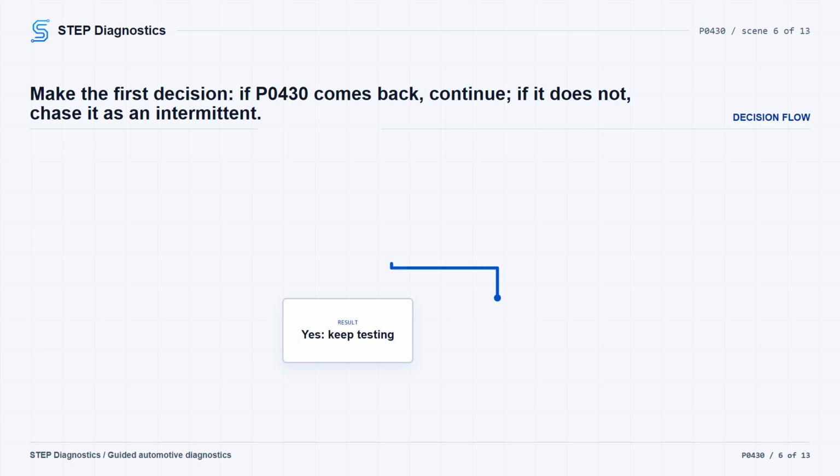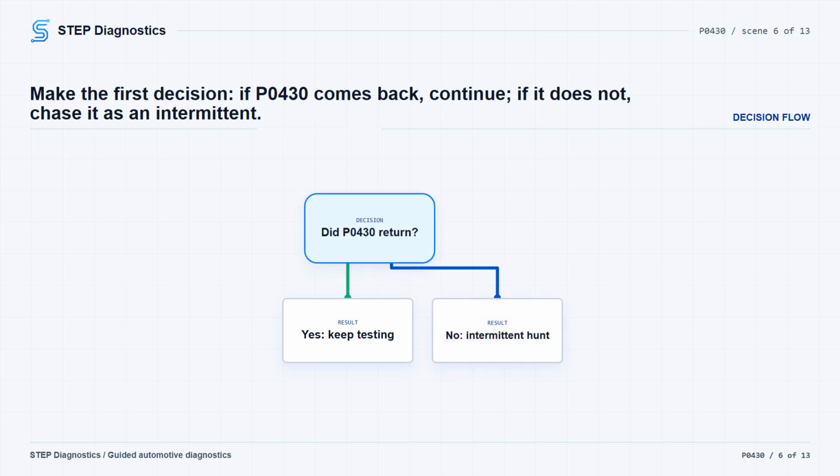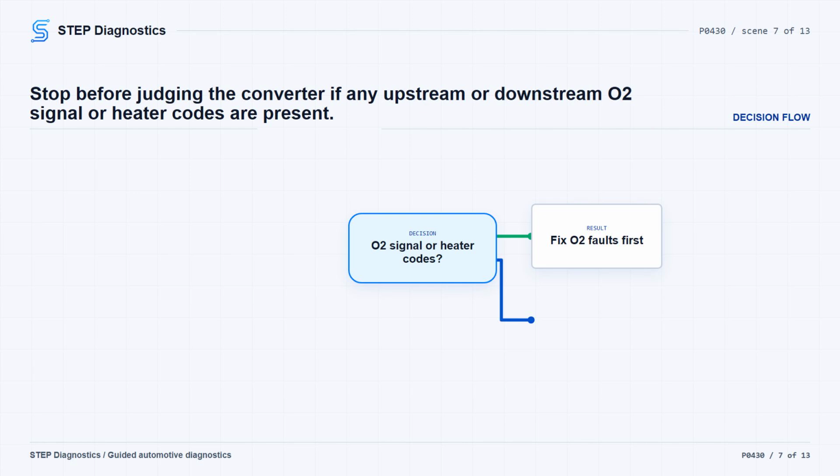If P0430 returns, continue with this diagnostic path. If it does not return, treat it as an intermittent condition instead of forcing a conclusion. Next, look back at the recorded codes. If there are upstream or downstream O2 sensor signal faults or heater faults present, handle the applicable O2 sensor diagnostics first before continuing with P0430.